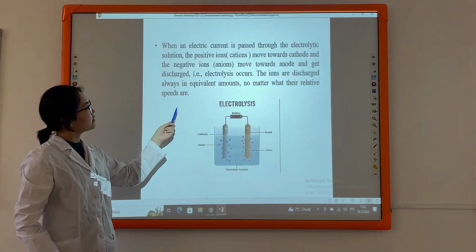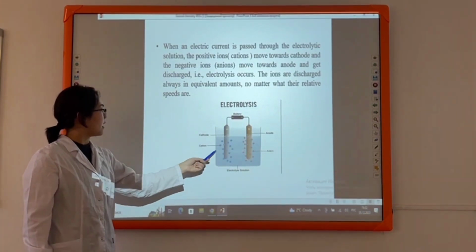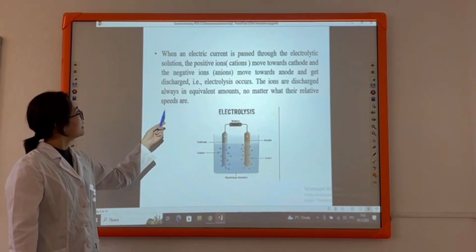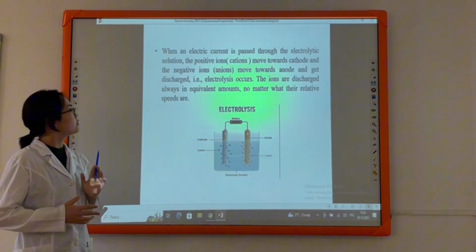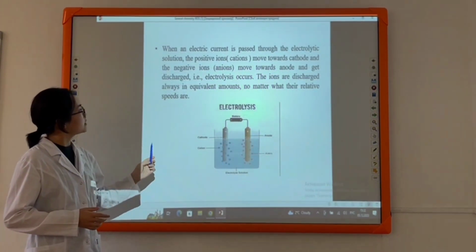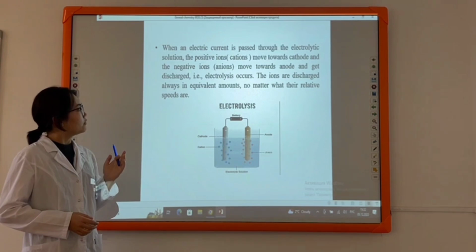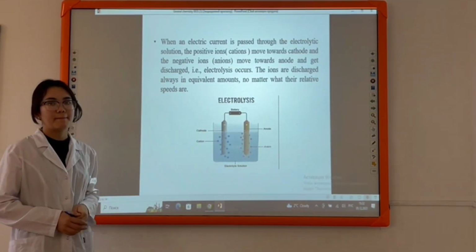When an electric current is passed through the electrolytic solution, the positive ions move towards the cathode and the negative ions move towards the anode and get discharged. Electrolysis occurs. The ions are discharged always in equivalent amounts, no matter what their relative speeds are.